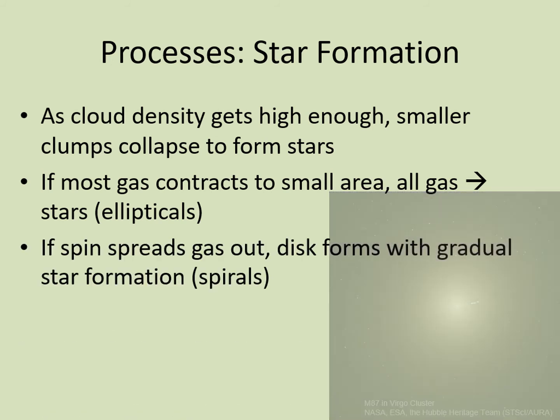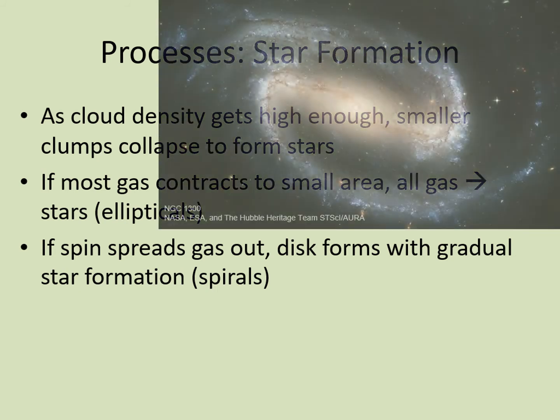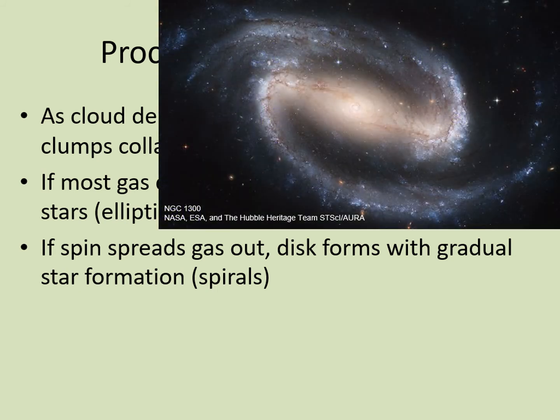In galaxies with more spin, the gas that formed into a disk doesn't get as dense because it's supported by the overall rotation. This means that some of the gas is prevented from turning into stars right away, and star formation can continue for many billions of years after the galaxy forms. This is what we currently see in spiral galaxies.